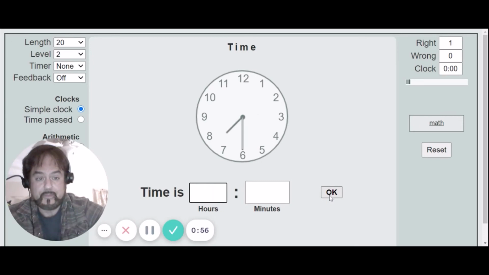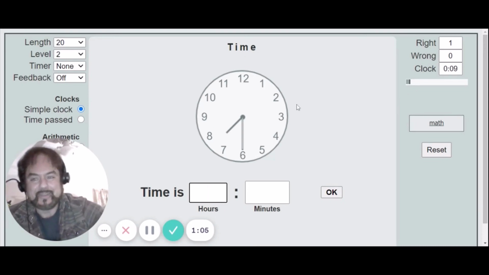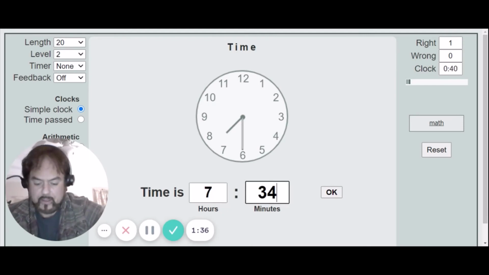Okay, let's see. Okay, I guess we got it right. There's a little indicator here showing us that we got it right. Okay, the little hour hand is between the 7 and the 8, so we're going to go with 7. The minute hand is pointing straight down to the 6, so that's 5 minutes, 10 minutes, 15 minutes, 20 minutes, 25 minutes, 30 minutes past 7 o'clock. 7:30.